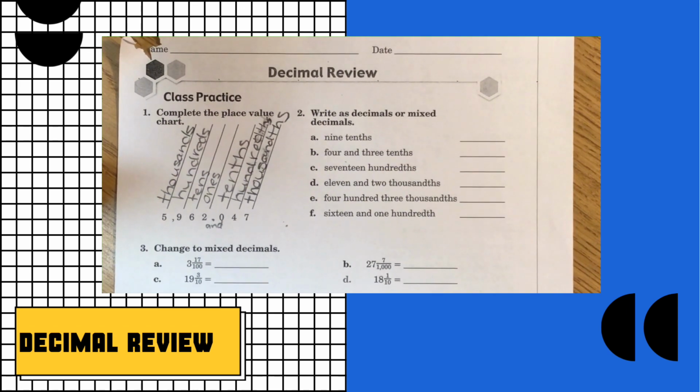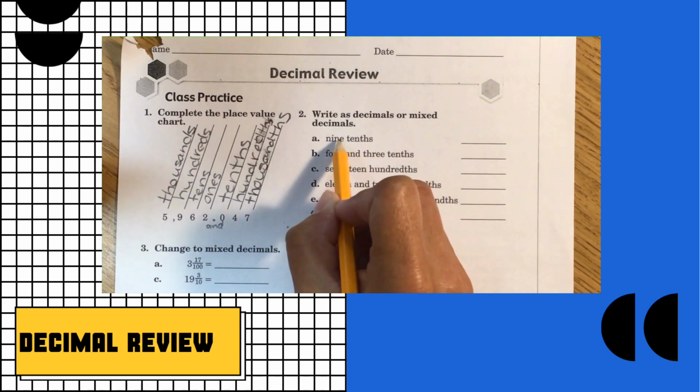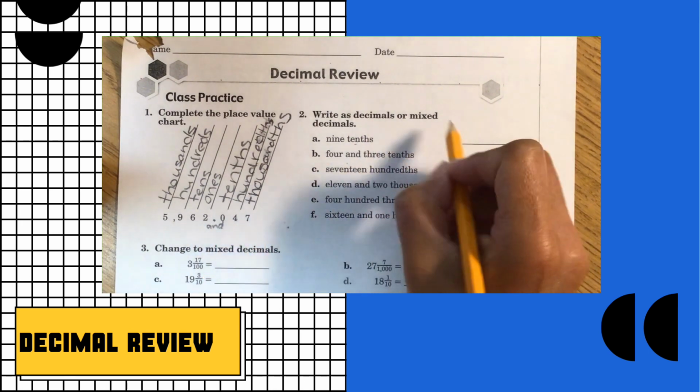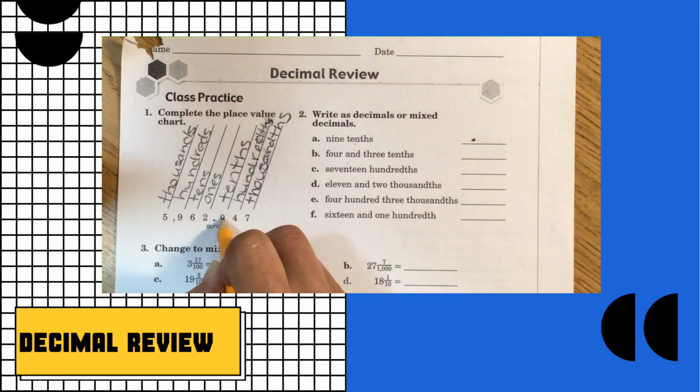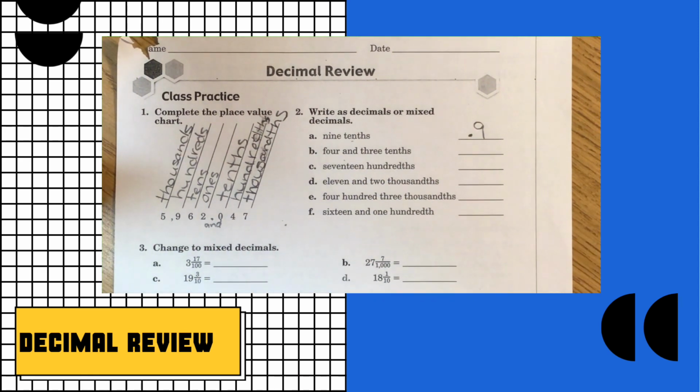I'll do the first one with you. So let's say here, it says 9/10. That means the 9 has to go in the tenths place. So looking at my places over here, I know that means I'm going to put a decimal and then 9/10. I'll do one more with you.